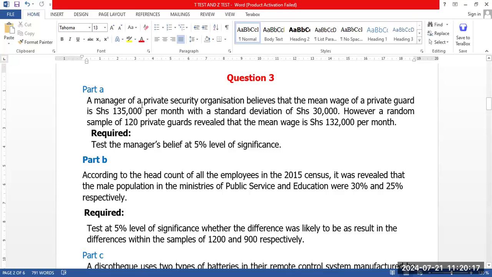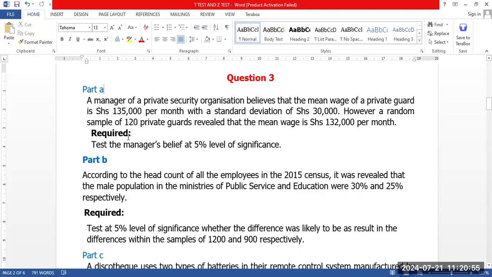Part A, they are telling us that a manager of a private security organization believes that the mean wage of a private guard is shillings 135,000 per month, with a standard deviation of shillings 30,000. However, a random sample of 120 private guards revealed that the mean wage is shillings 132,000 per month, and the required part, we have to test the manager's belief at 5% level of significance.